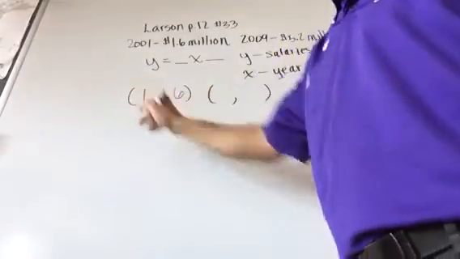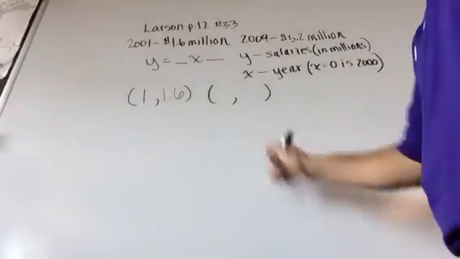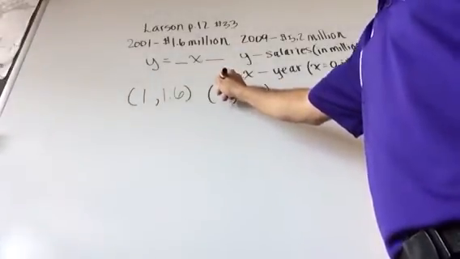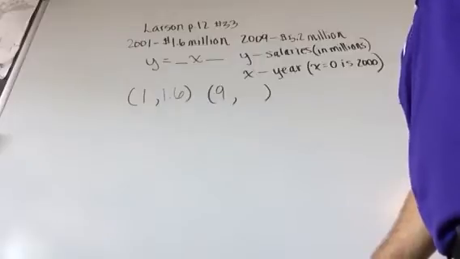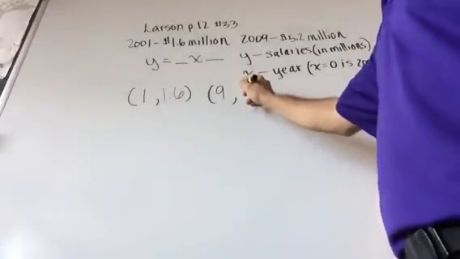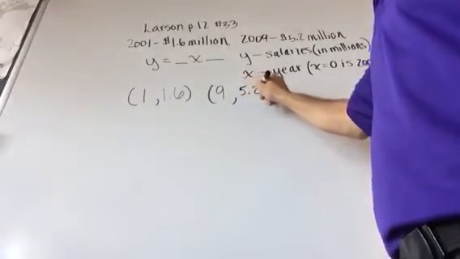My input is the year, and that is 1 in this case. And then my input here is 9, representing the year 2009, and my output is 5.2.